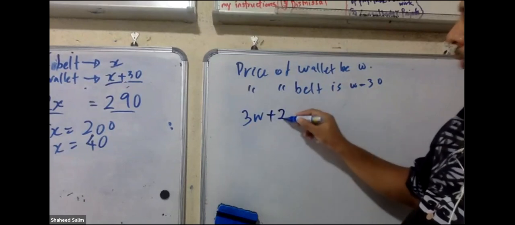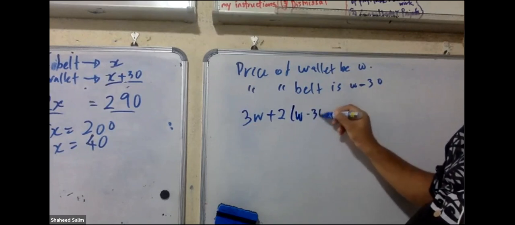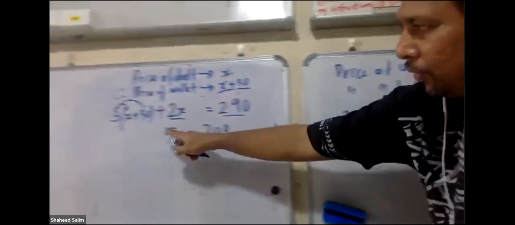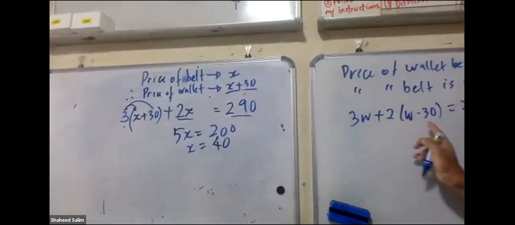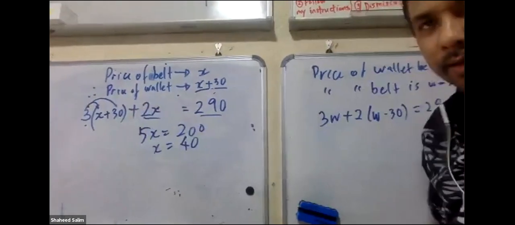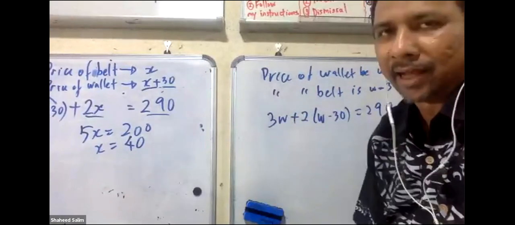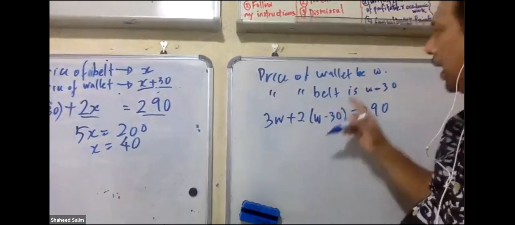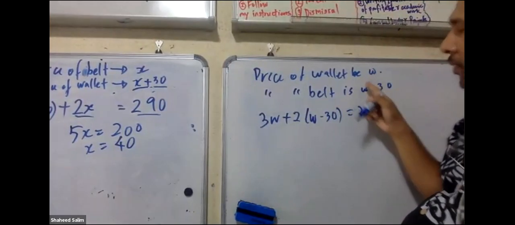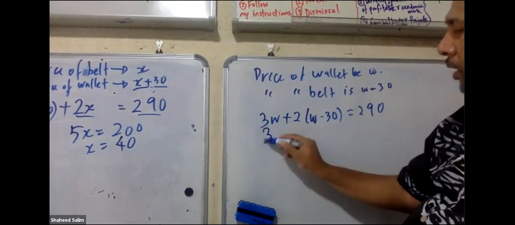Plus 2 belt. 1 belt is W minus 30. So you'll be like that, is equal to 290. Although it's different, this one got minus, this one got no minus. That's why I prefer to put the cheaper one as X, because it's all plus. Once you put the more expensive one as the unknown, the W or X, to find the cheaper one, you got to minus. So you do it on here, see, I show you the same thing.